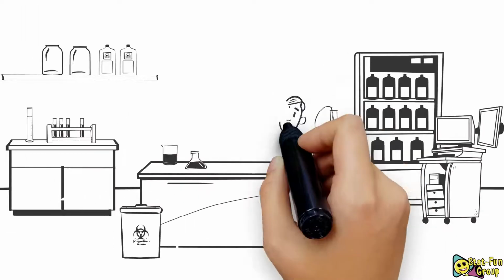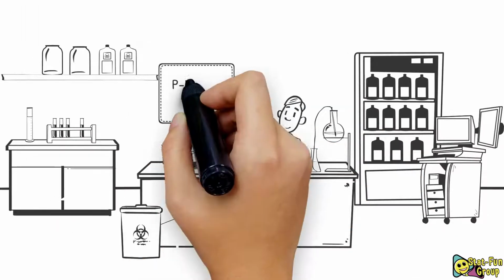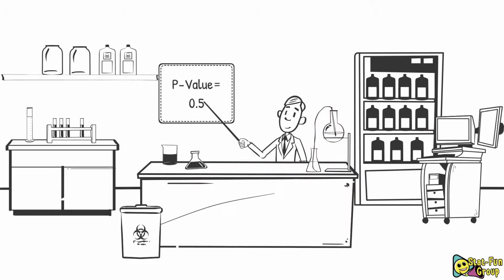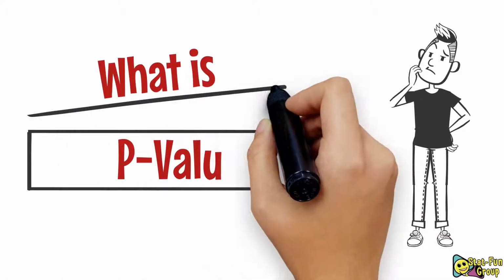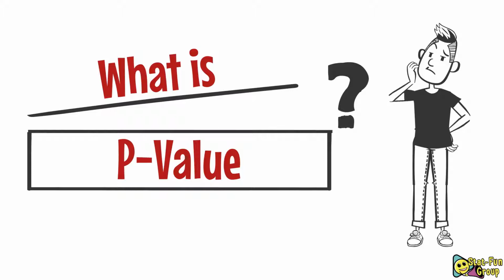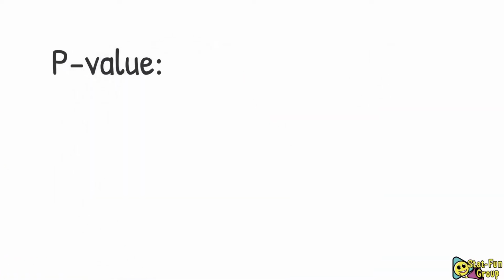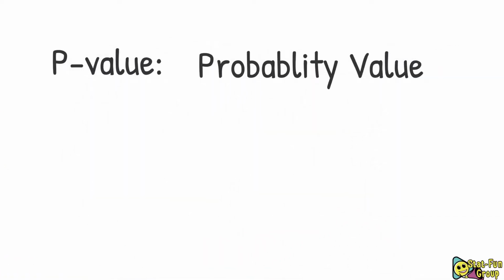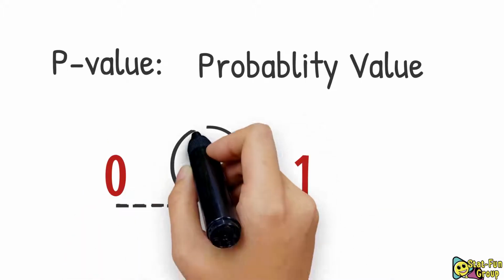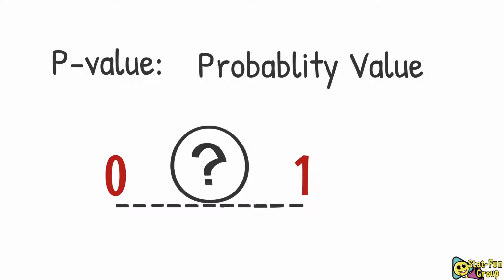You have probably heard scientists quote p-values whenever they report the results from their experiments. But what exactly is a p-value anyway? In this video, I will clearly explain what a p-value is. A p-value is an abbreviation for probability value, and the p-value is a number that can be any value between 0 and 1. But what exactly does this number represent?